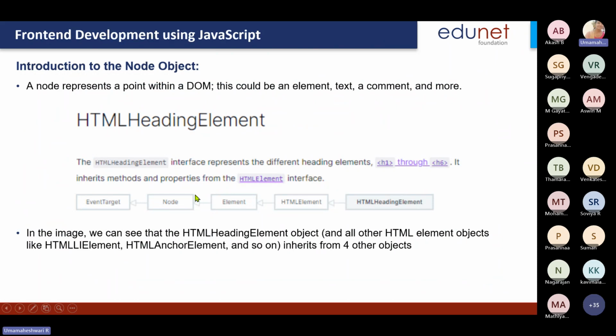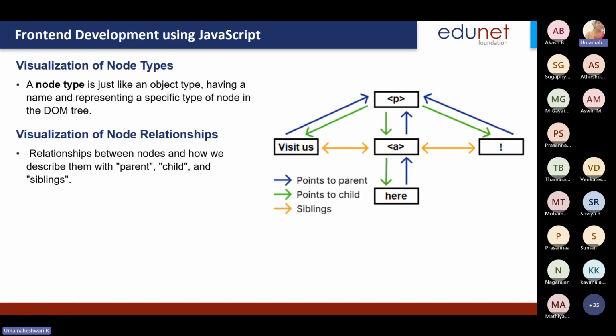So a node represents a point within a DOM. This could be an element, a text, a comment, and more. Okay, so here is an example of event, target, and node, and elements and HTML heading elements. This is an interesting thing, we can say the visualization of node types. This is a paragraph, and visitors, and A.